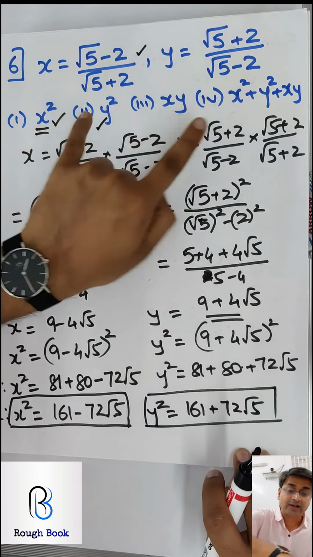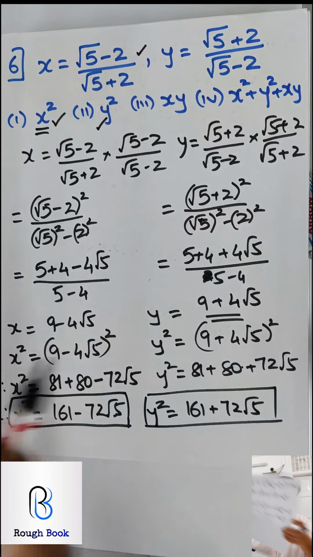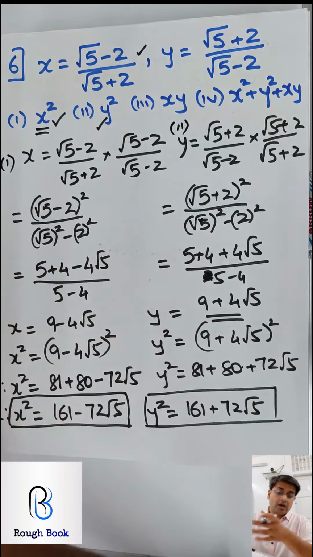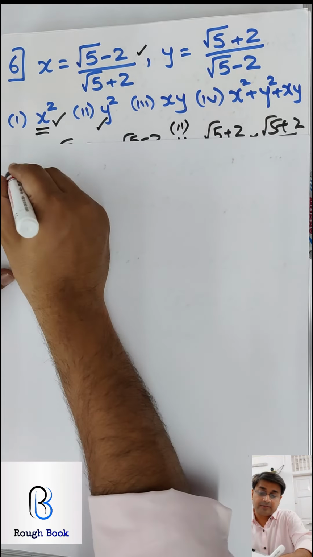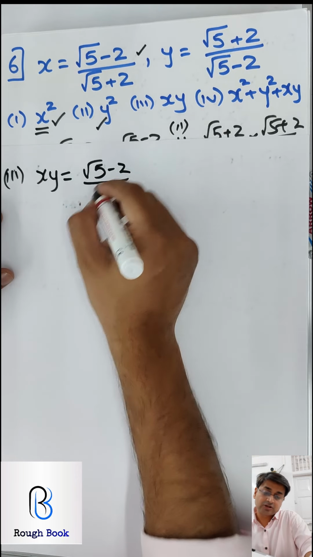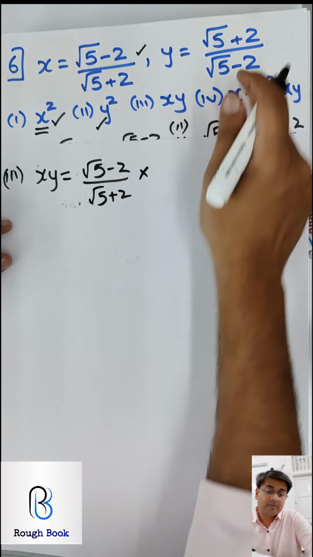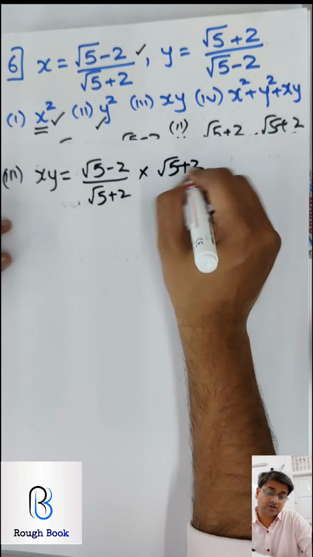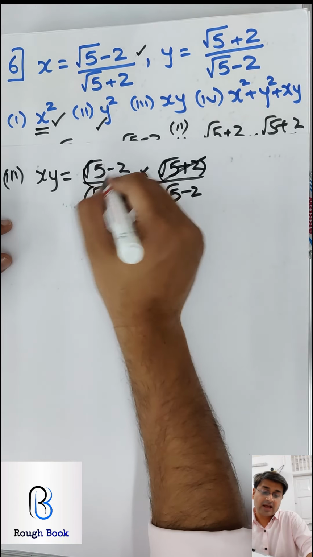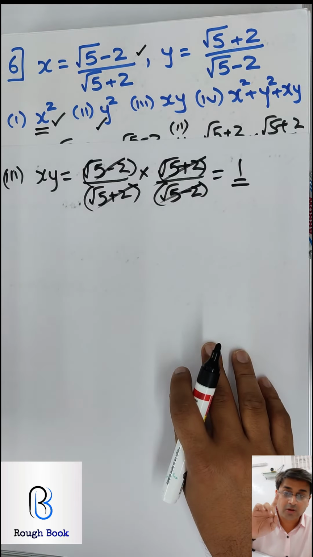Now x into y. So just take these two and multiply straight away. So let me take a fresh sheet. So this is my part 1. This is my part 2. And now I'm getting into part 3. So part 3 they said xy. So root 5 minus 2, root 5 plus 2. This is x multiplied by y. That is root 5 plus 2, root 5 minus 2. So this gets cancelled. And here this also gets cancelled. So what you ultimately get is only 1.